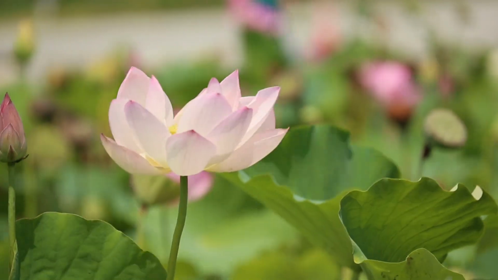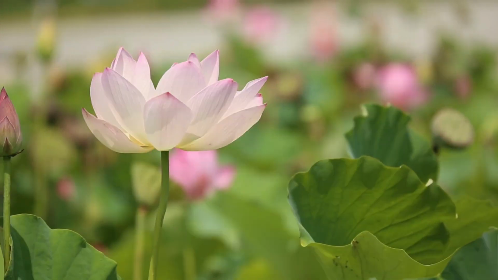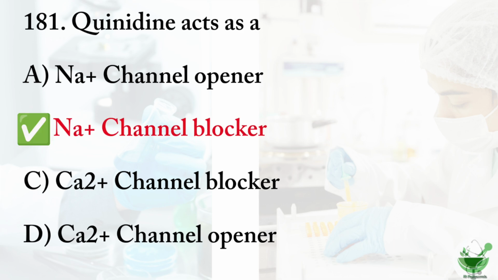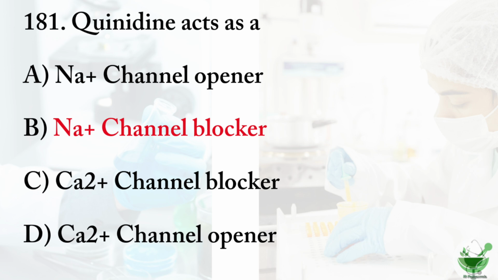In this drug inspector test series, let's start from question number 181. Question number 181, quinidine acts as a option A, sodium channel opener, option B, sodium channel blocker, option C, calcium channel blocker, and option D, calcium channel opener. So the right option is option B, sodium channel blocker. So quinidine is an antiarrhythmic drug, which can block the sodium channel.